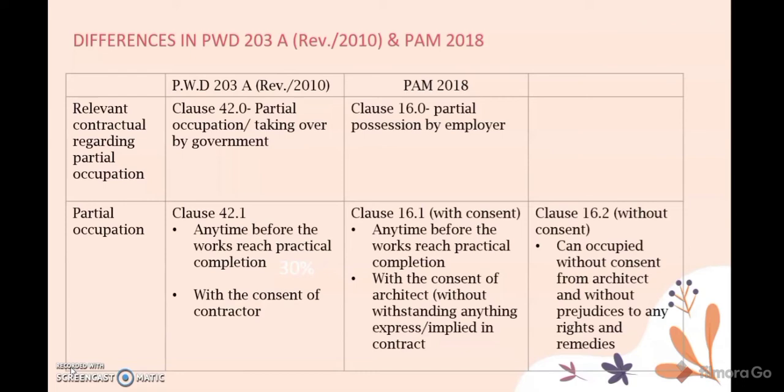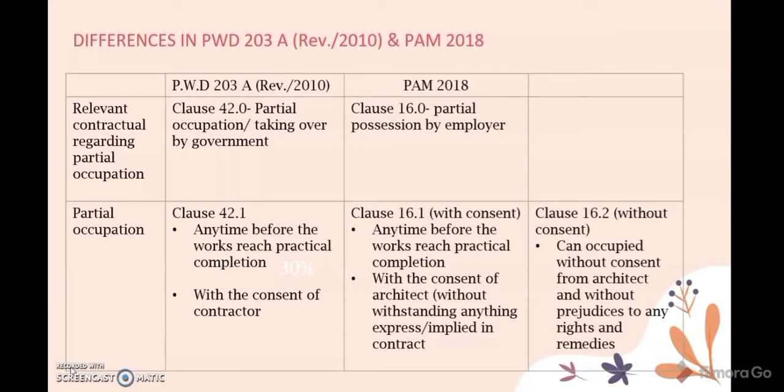The next is partial occupation. In PWD, in Clause 42.1, partial occupation can be achieved anytime before the works reach practical completion and with the consent of the contractor. For PAM 2018, it has two clauses, which are Clause 16.1 with consent and Clause 16.2 without the consent.